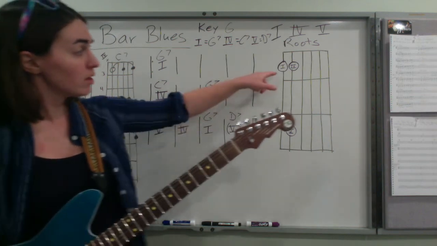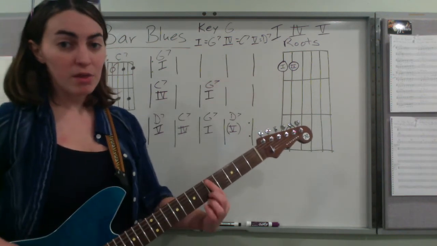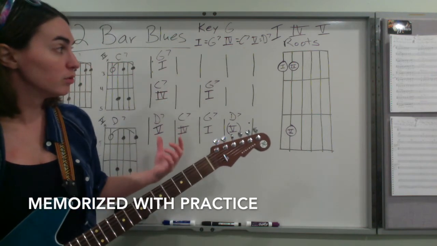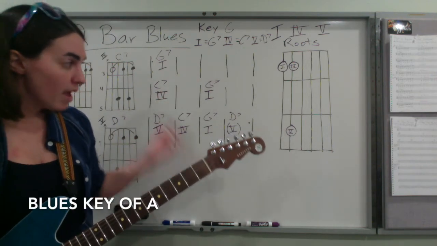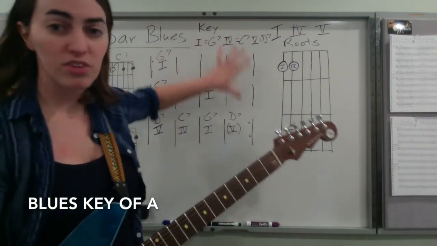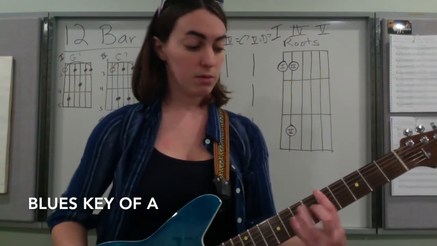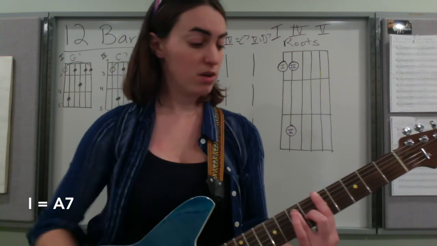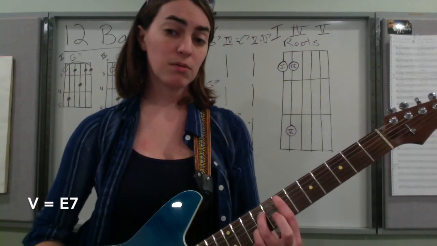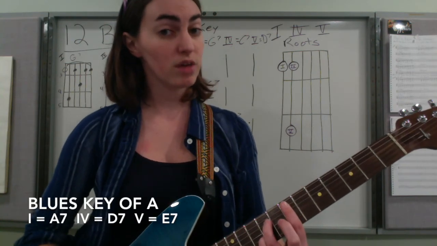Now, once you get really good at knowing this pattern, instead of figuring it out one note at a time and then writing it in, you can memorize the pattern that happens. So if we said we want to do a blues in the key of A, we could easily say, okay, blues in the key of A, my 1 chord is here, my 4 chord is right there, and my 5 chord is right there on E7. So we have A7, D7, E7.